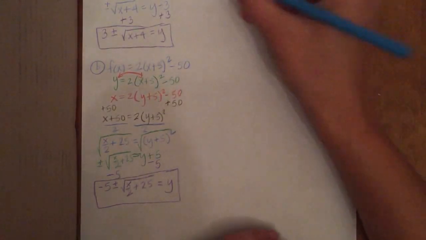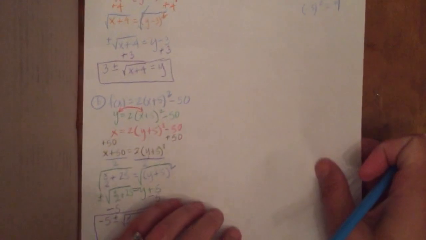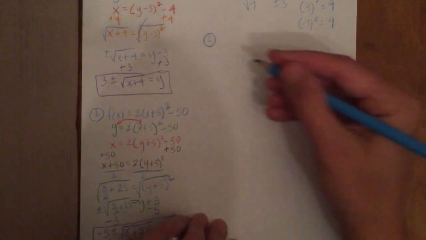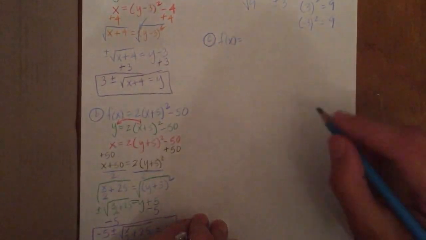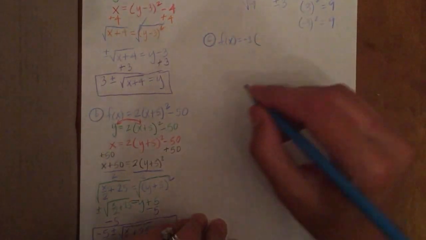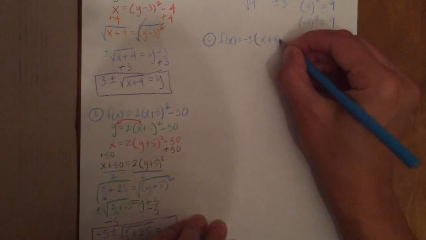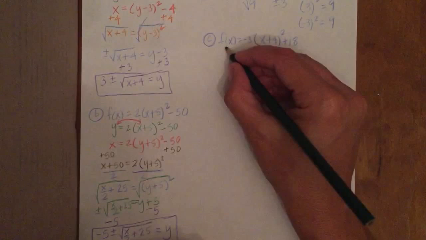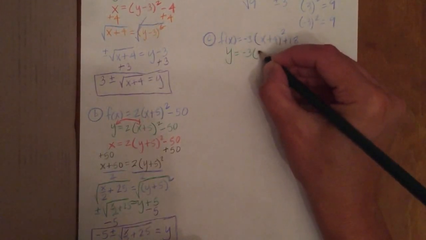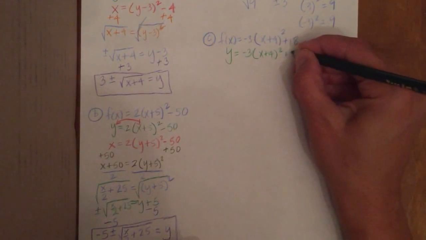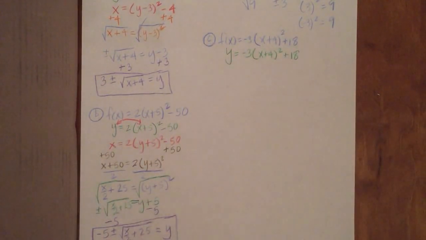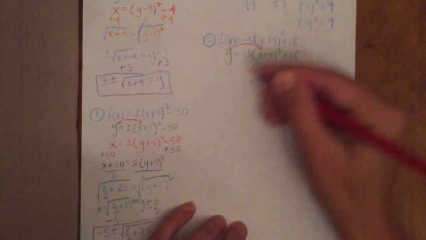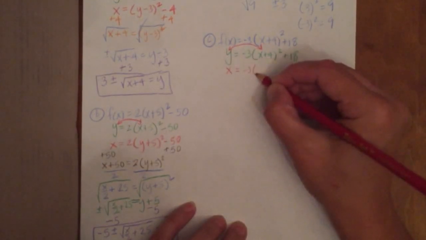Let's do c. So we're going to move back up here to the other side of the paper. And there we go. And we're going to do c. c is f of x equals negative 3 times x plus 4 squared plus 18. So what's our first step? Change the f of x to y. So y equals negative 3 x plus 4 squared plus 18. Now I'm ready to do my switch of my domain and range. So I'm going to take the x and y and swap. So that becomes x. That becomes y.